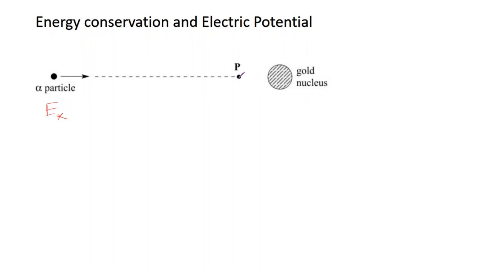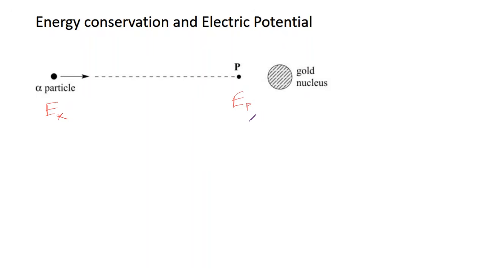And we know, according to the law of conservation of energy, this kinetic energy cannot just disappear into thin air. This kinetic energy gets transferred into some other form of energy. And guess what? That would be electrostatic potential energy.